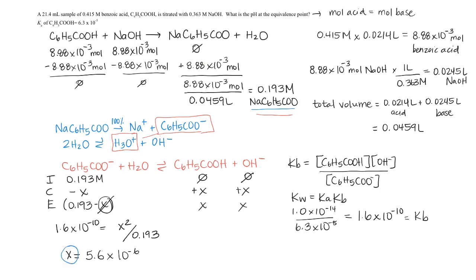X is the concentration of OH minus, and so we must find the pOH first by taking the negative log of 5.6 times 10 to the minus 6, which equals 5.25, and the pH will equal 14 minus 5.25, which equals 8.75.